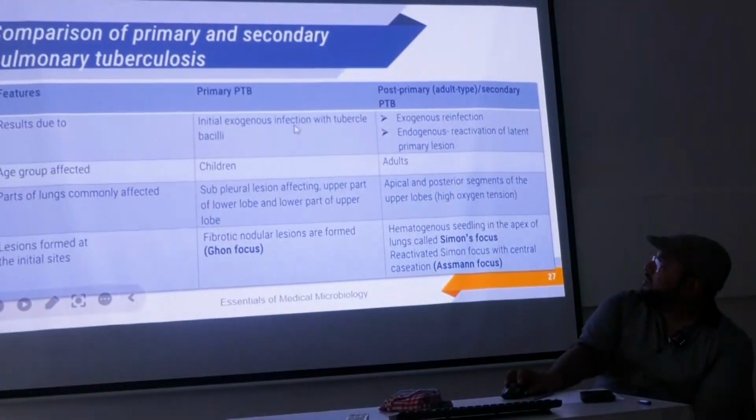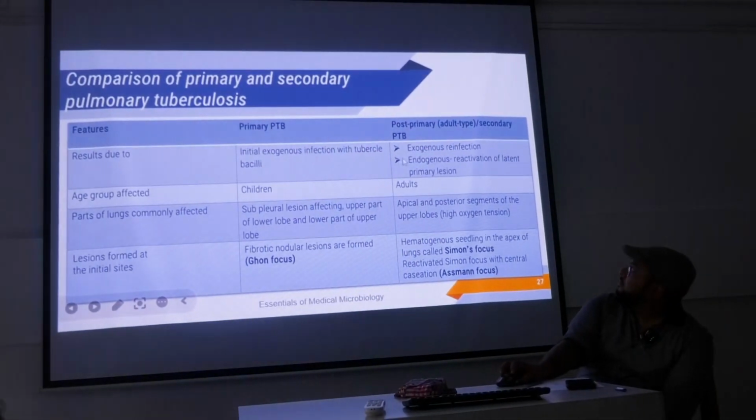So diagnosis is very important, and suspicion is very important: what is the patient bringing, what are the types of symptoms. Primary and post-primary types account for 60 to 80% of all cases of tuberculosis. This is primary TB, an initial exogenous infection with tubercular bacilli.